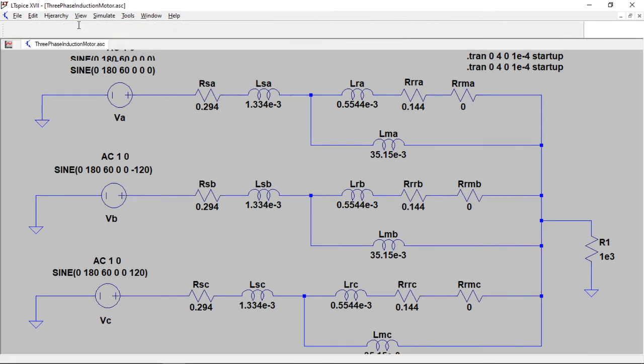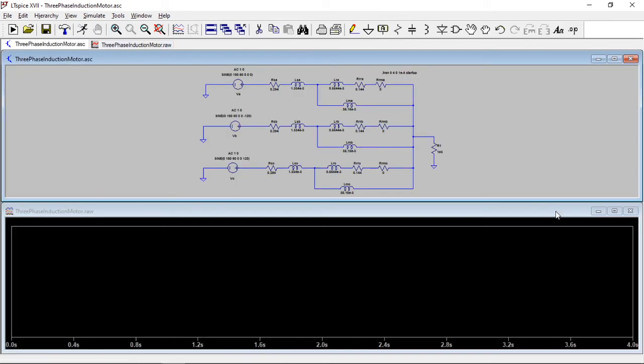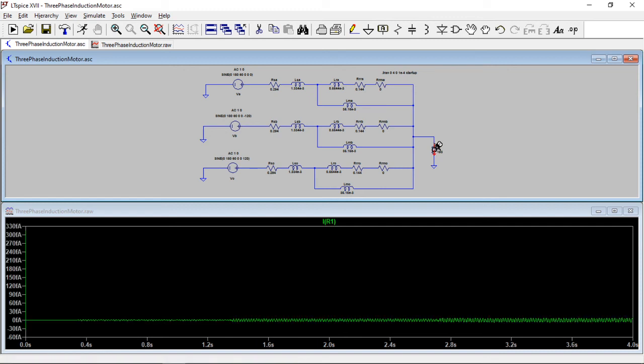Okay, and let's run it. And now, let's go in and look at the current actually flowing through there. As you can see, this is in femtoamps, which is 10 to the minus 15th. It's really, really small, so there's practically no current flowing through here.